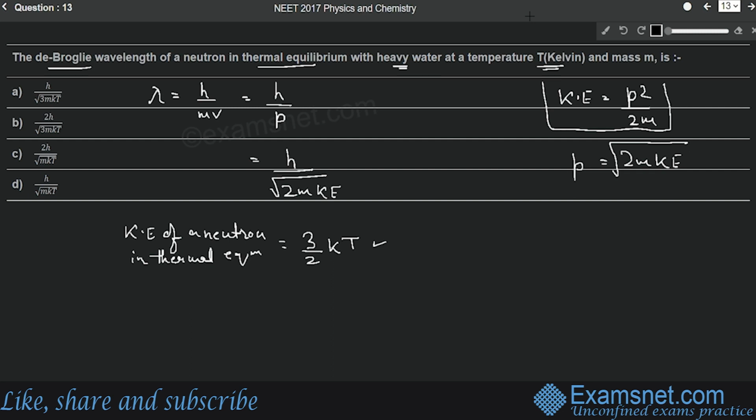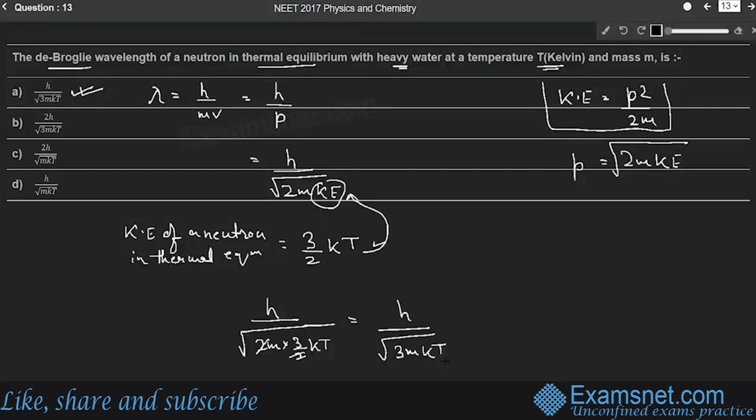Now here, if we put this value, 3 by 2 kT, in this kinetic energy, then what do we get? Let's see. h upon under root 2m into 3 by 2 kT. So 2 and 2 cancelled. Here we'll get h upon under root 3mkT. Therefore, this will be the de Broglie wavelength of that neutron. Therefore, option A will be the correct answer, h upon under root 3mkT.